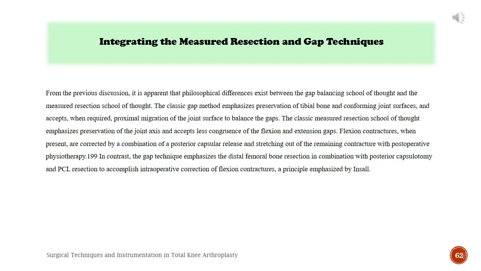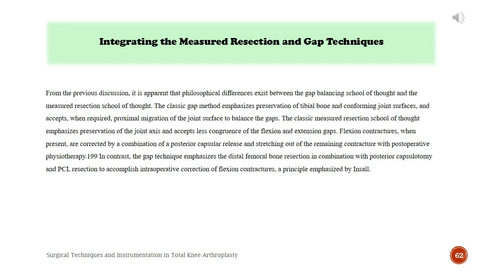Integrating the measured resection and gap techniques. From the previous discussion, it is apparent that philosophical differences exist between the gap balancing school of thought and the measured resection school of thought. The classic gap method emphasizes the preservation of tibial bone and conforming joint surfaces, and accepts, when required, proximal migration of the joint surface to balance the gaps. The classic measured resection school of thought emphasizes preservation of the joint axis and accepts less congruence of the flexion and extension gaps. Flexion contractures, when present, are corrected by a combination of a posterior capsular release and stretching out of the remaining contracture with postoperative physiotherapy.